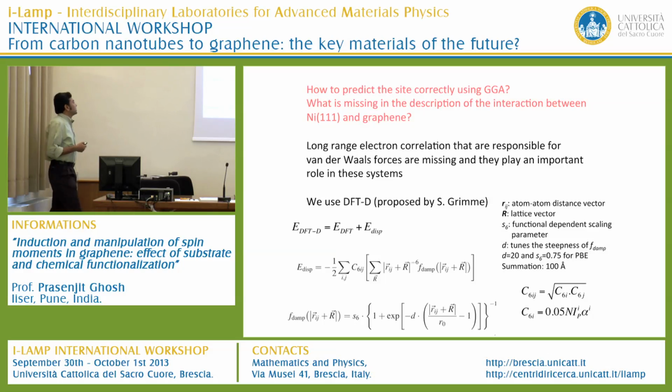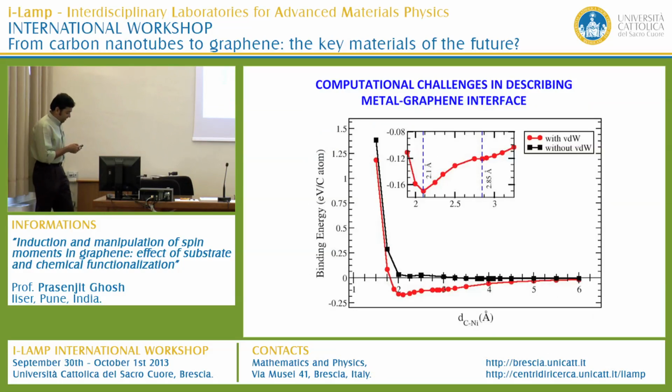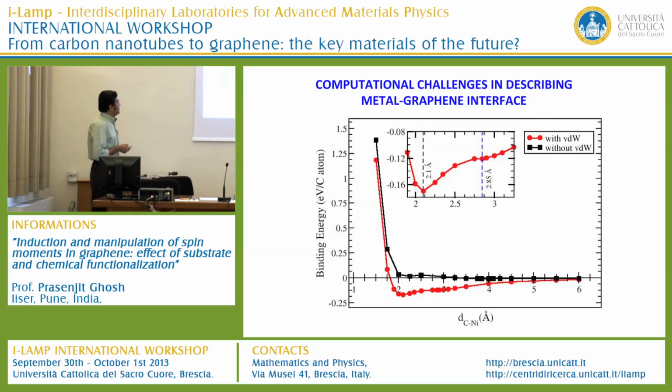A solution to this was proposed by Grimme quite some time back. Basically, he added a dispersive correction to the standard DFT energy functional. If we use that dispersive correction, this red one is the potential energy surface with the van der Waals correction. If we zoom in to this region, we see that we can correctly capture the two local minima: one is the chemisorption minimum at around 2.1 angstrom, and another is the physisorption minimum at around 2.85 angstrom.